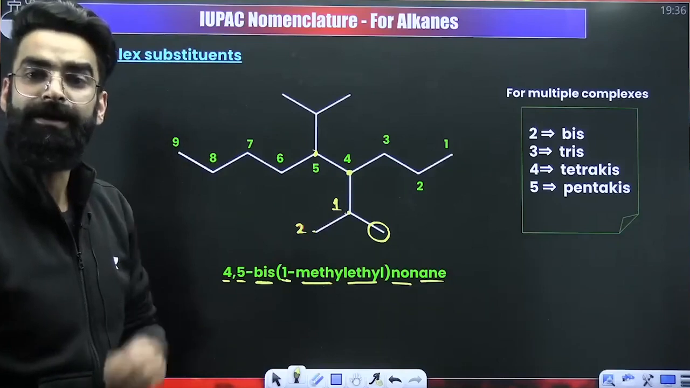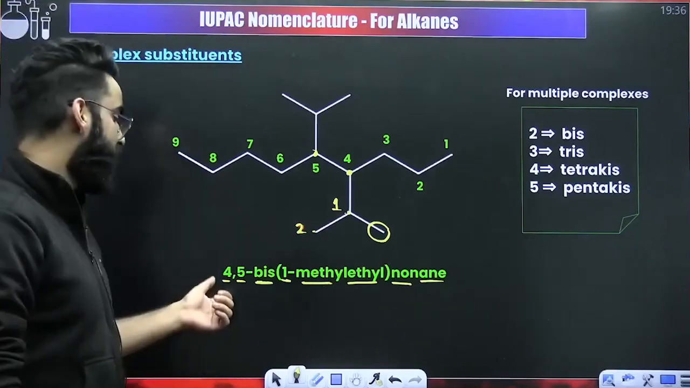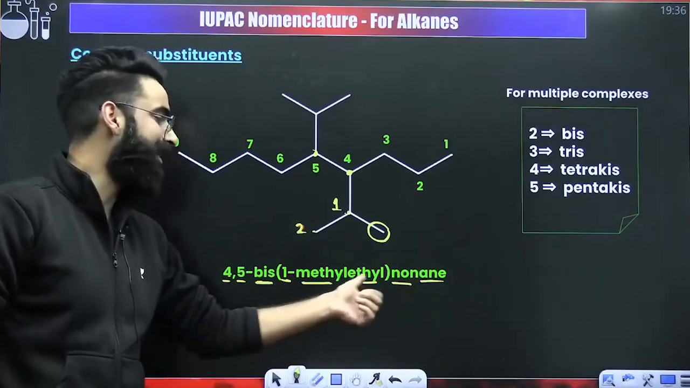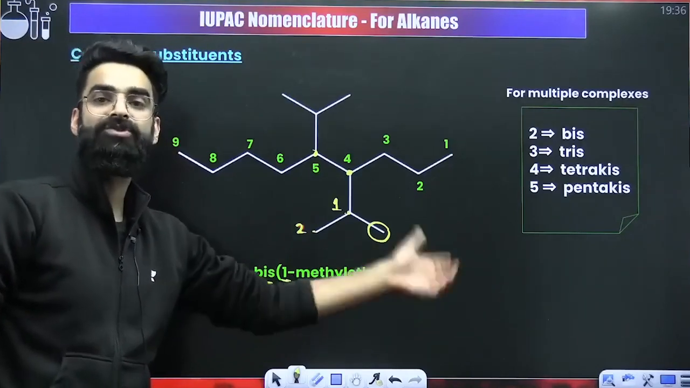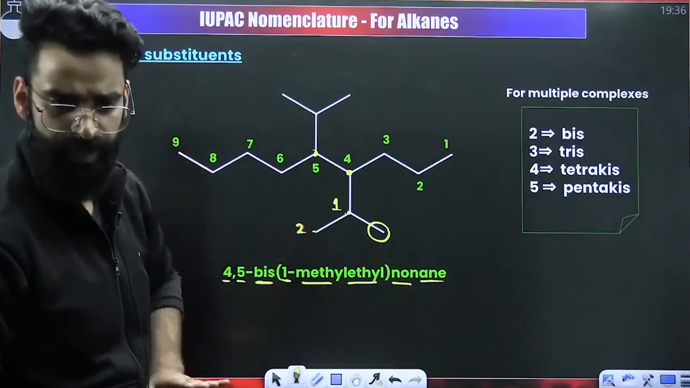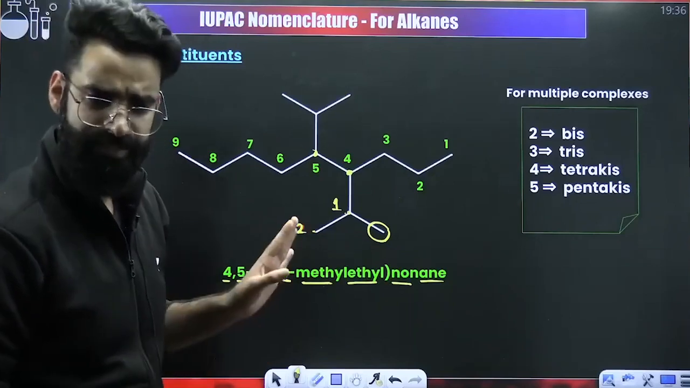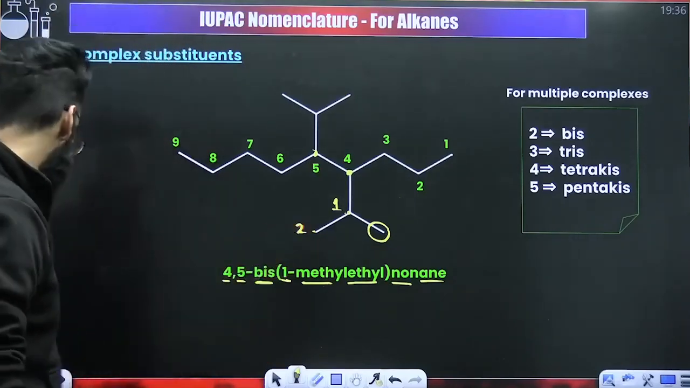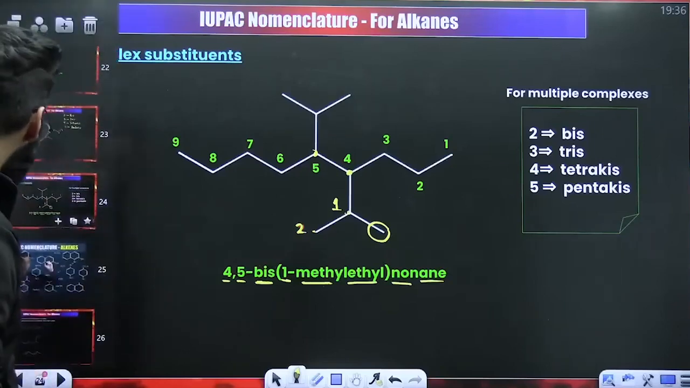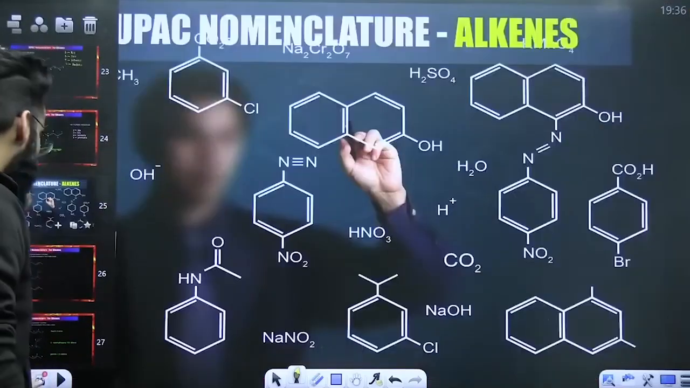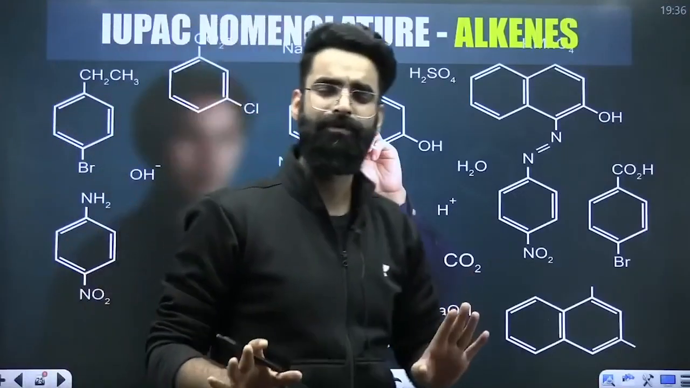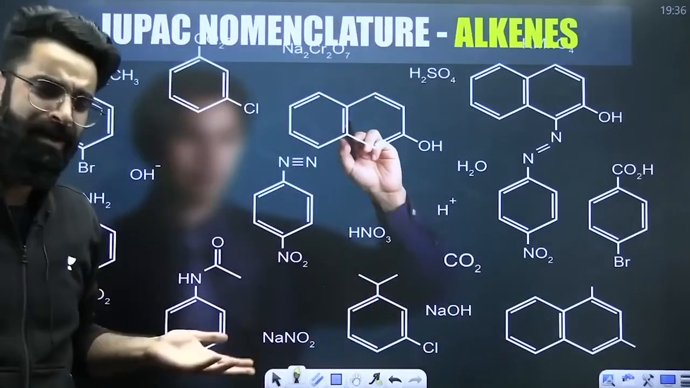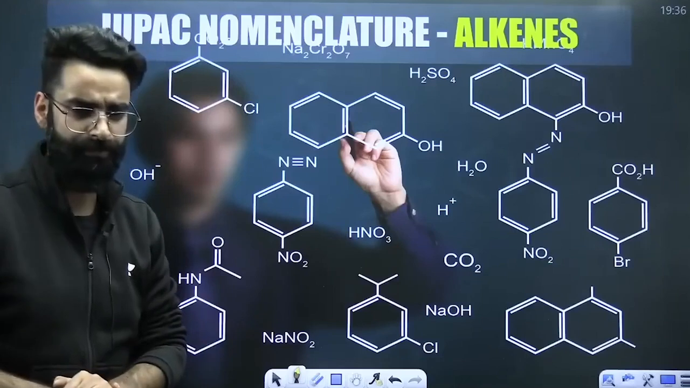Then it will be 4, 5, comma something. It's going to be tris. Then it's going to be 1 methyl ethyl. Then it's going to be non-ane. Perfect? As simple as that. So 4, bis, and this is going to be the name of the compound. So I hope you can easily solve these sort of basic questions from now onwards. These were just the basic compounds whose name I'm sure you can easily do from now onwards.